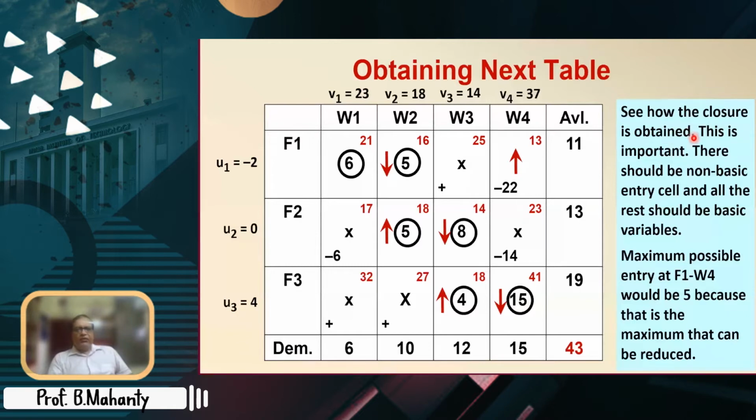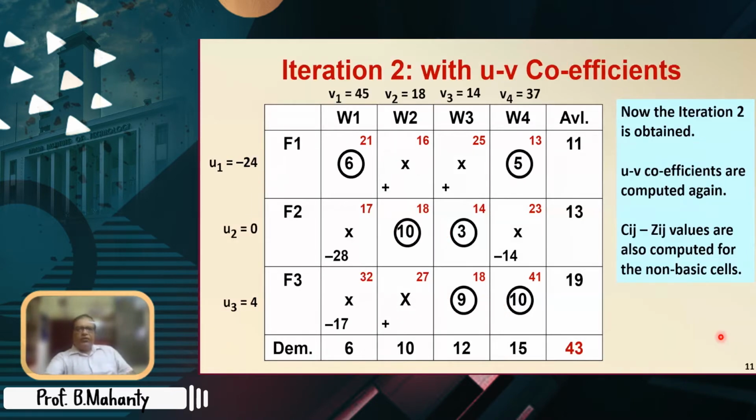So this is how the next table is obtained. See how the closure is obtained. This is important. There should be non-basic entry cells, and all the rest should be basic variables. The maximum possible entry would be 5, because that is the maximum that reduced. So that is now reduced, and this 5 has moved here. This is the new basic solution that we have got: 6, 5, 10, 3, 9, and 10.